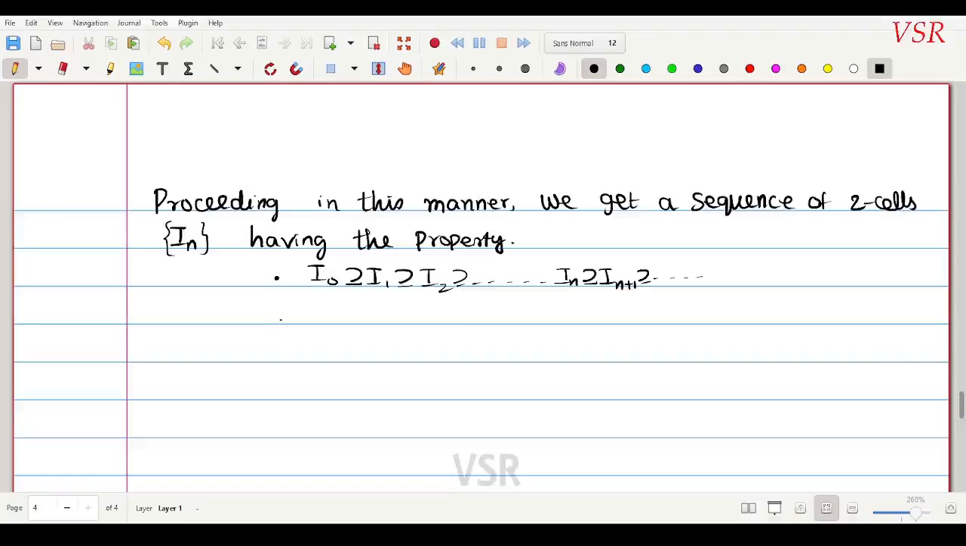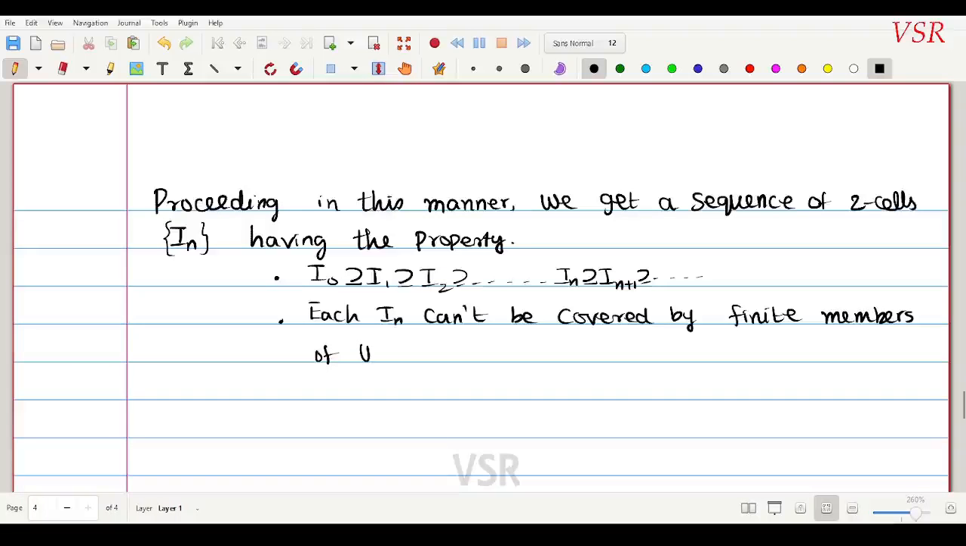And number 2, we have that each In cannot be covered by finite members of U alphas. That is, there is no finite U alpha 1, U alpha 2, and so on, such that this covers your In. And number 3, next, the diameter.